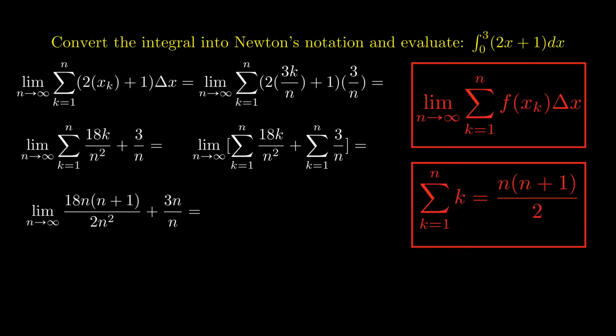Putting those together, we can see that they are both rational functions, and since they're both rational functions, we look at the degree of each of them as we are looking at the limit as n approaches infinity. The degree of 18n times n plus 1 over 2n squared in the numerator is 2, and the degree in the denominator is 2. So to find the limit as n approaches infinity, we just divide the leading coefficients to get 9. And for 3n over n, the degrees are both 1, and we divide the leading coefficients to get 3. So we end up with the sum of 9 plus 3, which is 12. And that's our final answer.